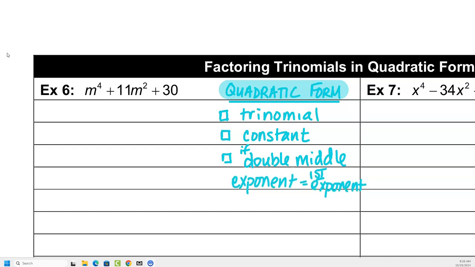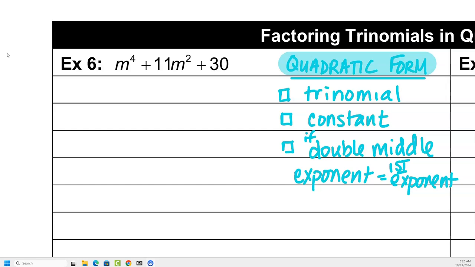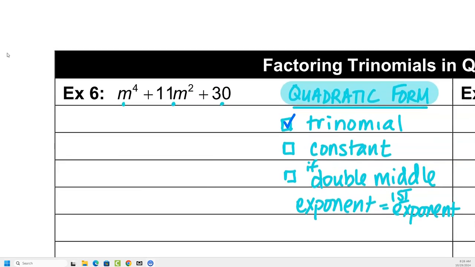So all 3 criteria have to be met. Take a look at example 6 here. Is it a trinomial? Does it have 3 terms? Well, there's 1 here, there's 2, there's 3. So is there 3 terms? Yep, so I can check that box. Is there a constant term? Sure is. So I get to check that box.